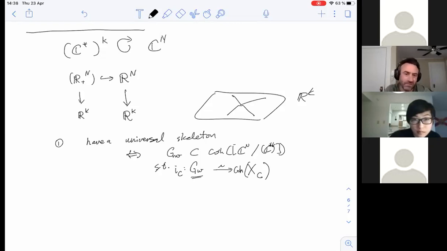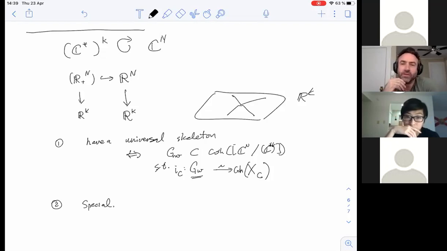What you can do is, for each chamber, you build a window subcategory for that chamber. But as you go to a different chamber, you end up with a different window subcategory. So that's usually the case. You can't make one subcategory that does everything for you. There is, of course, on the other hand, a special case.